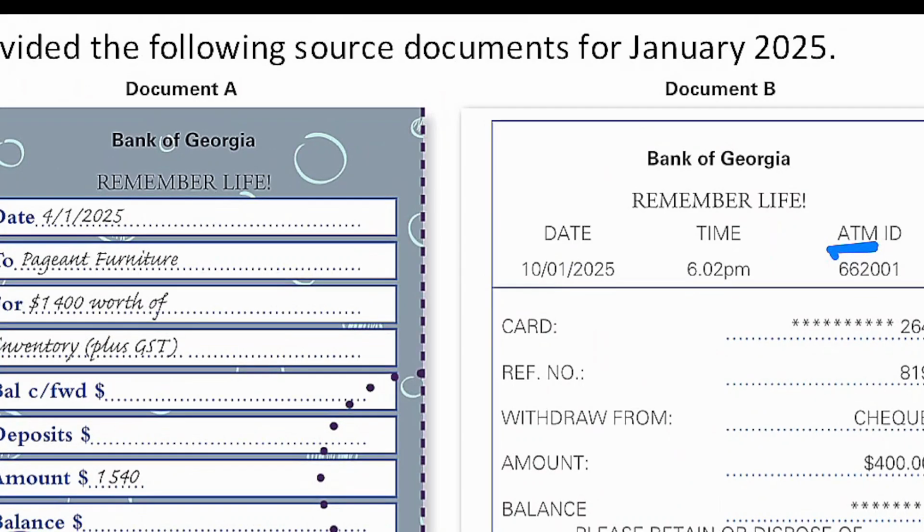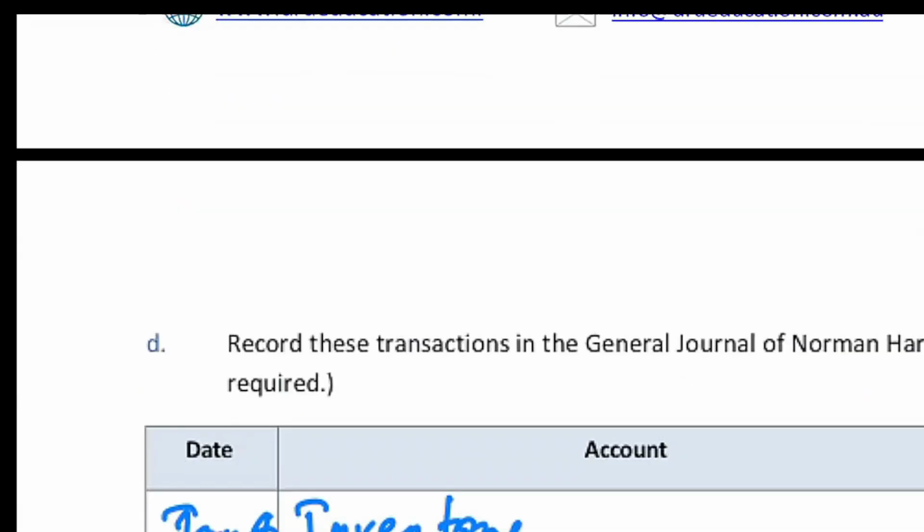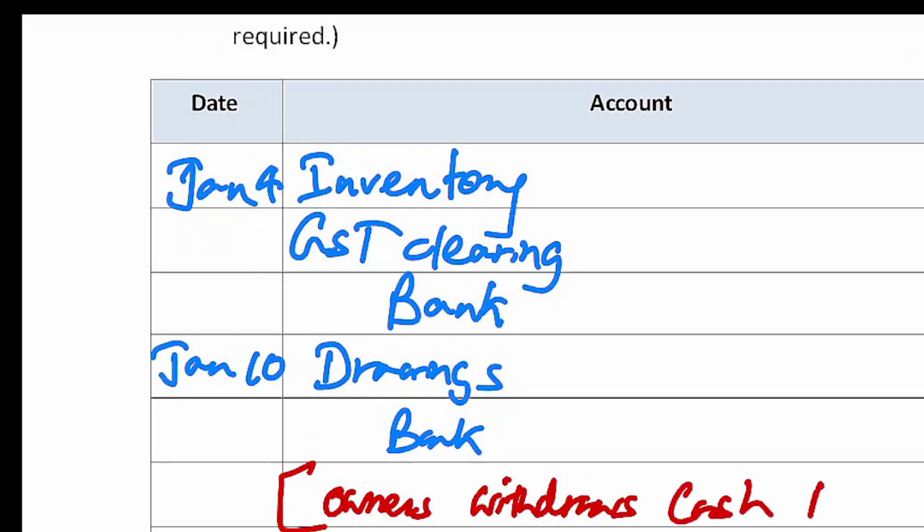Narration is any description about the transaction briefly with the source document reference. Where would you write it? Underneath. If you are going to write a narration, you write here. So if I wrote a narration here, I would write like this: Owner withdraws cash, ATM reference number. That's it. Okay.